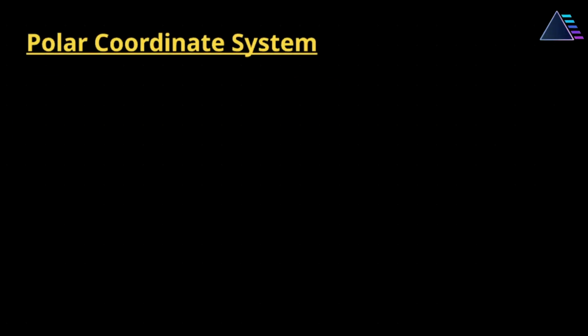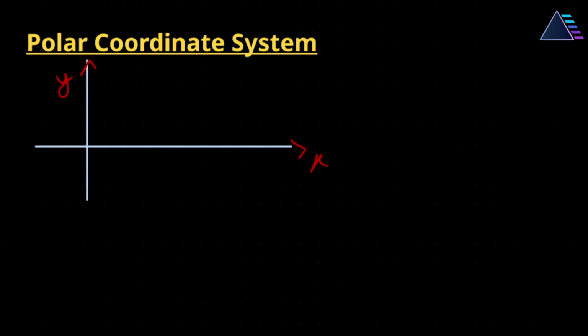So let's dive into the polar coordinate system. Now you may have heard about the Cartesian coordinate system, and you may have learned it in class 10 or 9th or 7th or 8th. Anywhere, it doesn't matter. And the Cartesian coordinate system is like this. Here are two axes that we know. One is the x-axis and one is the y-axis, right? You know this.